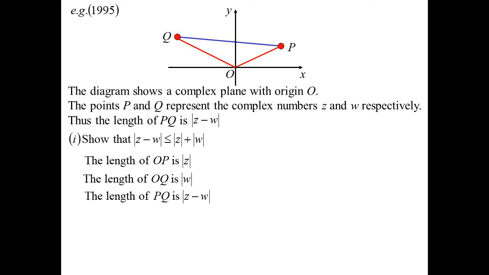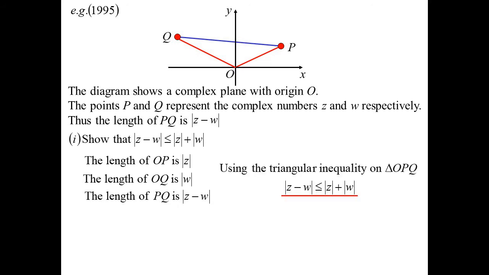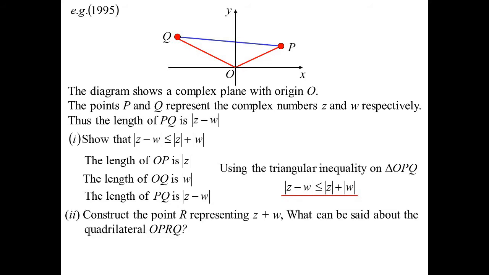And the diagonal is head minus tail, so that'll represent the modulus of Z minus W. So by our triangle inequality, we can say, well, righto, modulus of Z minus W must be less than or equal to modulus of Z plus the modulus of W. Now, construct the point R representing Z plus W.